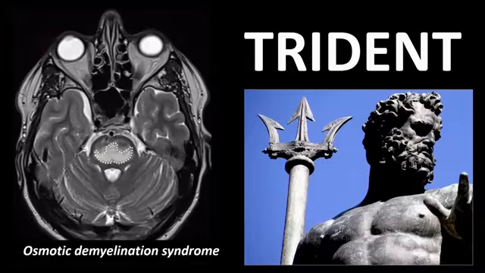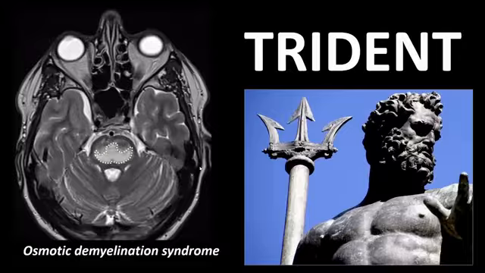Osmotic demyelination syndrome is, as the name implies, demyelination that occurs in certain areas of the brain that are more vulnerable to it, like the brainstem, after a rapid correction or a rapid change in osmolality in our blood, such as, but not exclusively seen in, a rapid correction of hyponatremia.